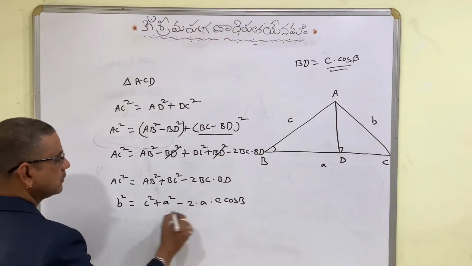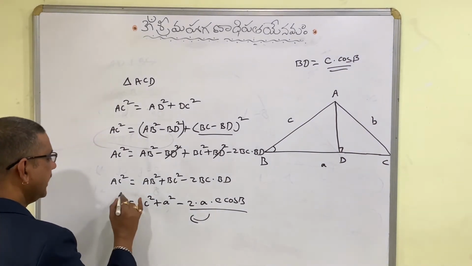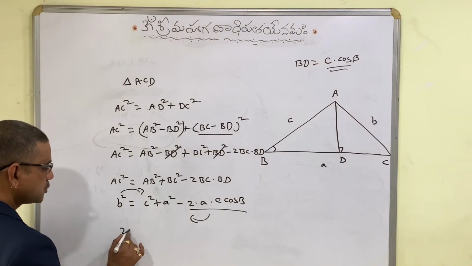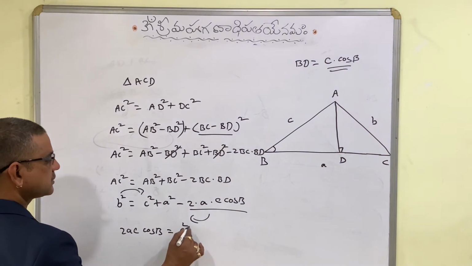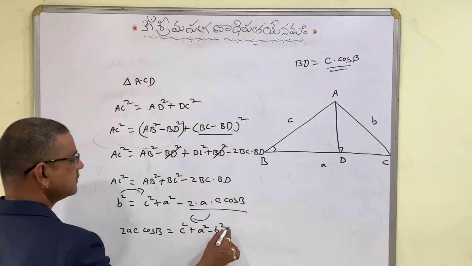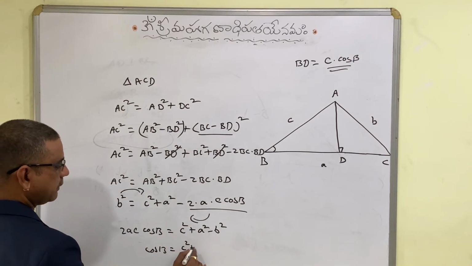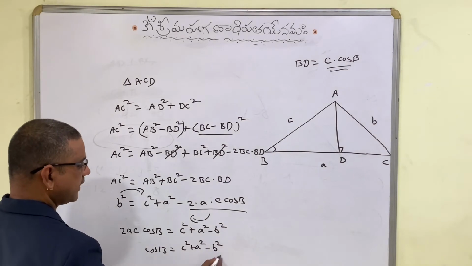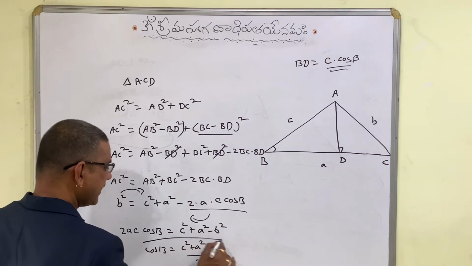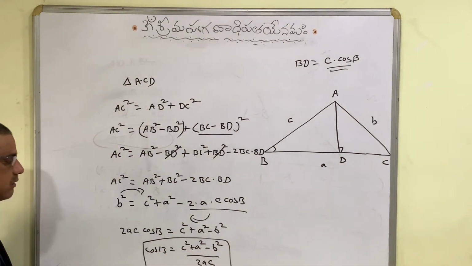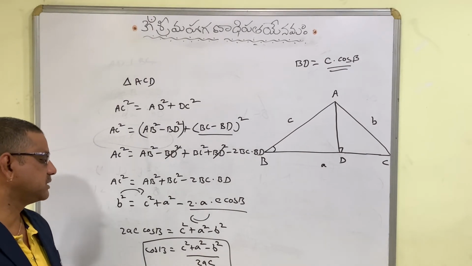Now try to bring the negative term to one side and the other term to the other side. So it becomes 2AC cos B equals C square plus A square minus B square. Then cos B is equal to (C square plus A square minus B square) by 2AC. In this way, if we know the three sides of the triangle, we can find cos B by using (C square plus A square minus B square) by 2AC.